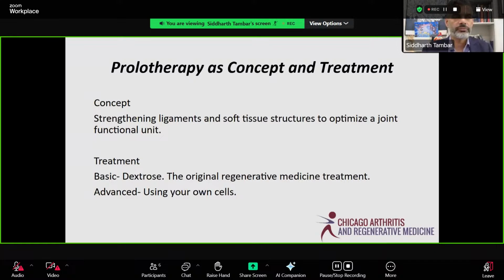A more advanced version of these are when we use your own cells, either your own blood platelets or your own bone marrow stem cells.